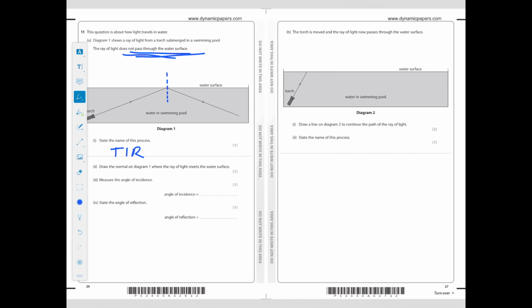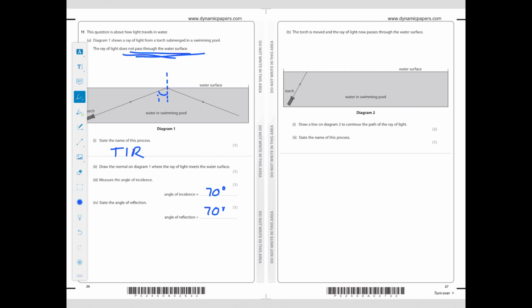Measure the angle of incidence. It has to be the one coming from the torch and it sits between the ray and the normal. So there's that angle of incidence. If you had a protractor, make sure you have one, you would measure it and that would come out at 70 degrees. State the angle of reflection. Well, the law of reflection states that the angle of incidence and the angle of reflection are the same.